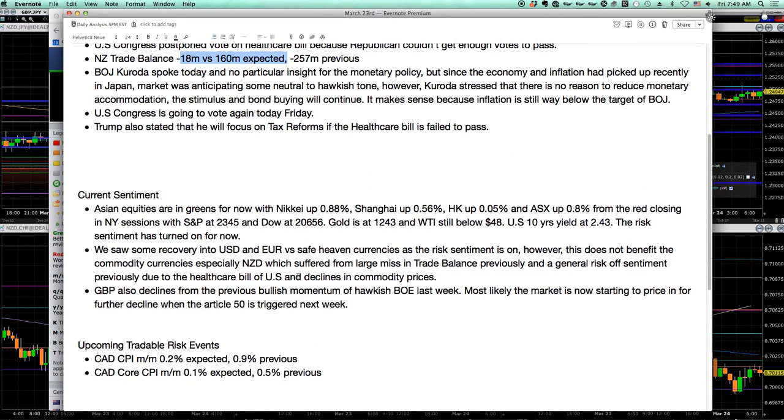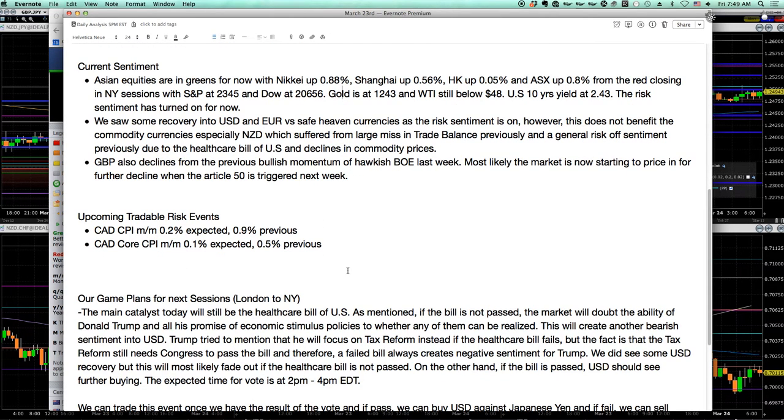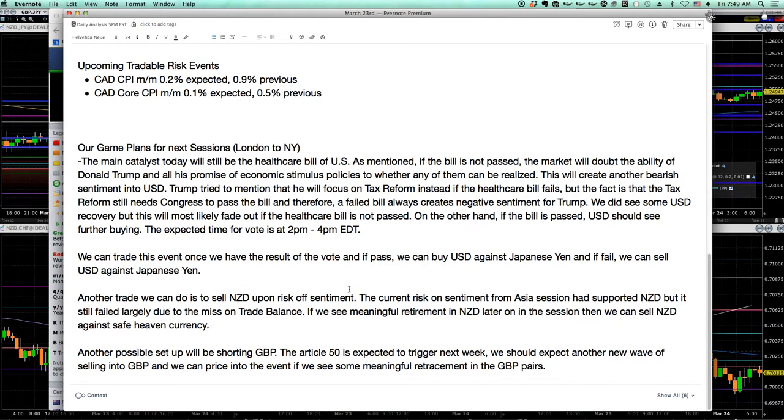Not only that, because we are generating right now, we were at a risk on sentiment with the Asian equities all up. But right now, heading into London, the European equities were all down, all in the red zone. So right now, of course, New Zealand continues to be sold. My game plan was to sell New Zealand, which I'm in one of the swing trades right now, which I'll go over. And another game plan was US dollar.